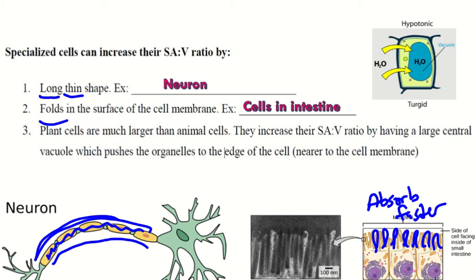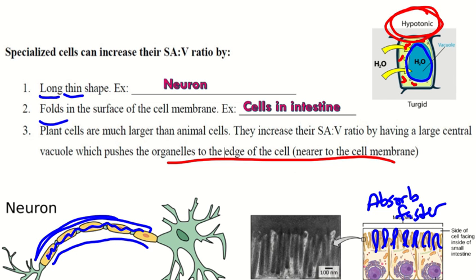Plant cells are also much larger than animal cells, and they increase the surface area to volume with having the central vacuole take up the majority of the space. It pushes the organelles to the edges so things can get to those organelles faster. So even the plant cell as a whole is also built to be taking advantage of that surface area to volume ratio. And that's why plants want to be in a hypotonic solution. It leads to greater diffusion rates, and it leads to better efficiency, and homeostasis is maintained easier.